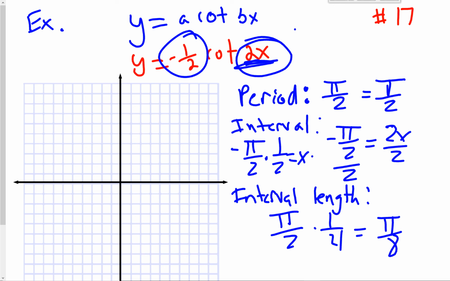So x is equal to negative pi fourths. Ooh, that's a lot of writing there. X is equal to negative pi fourths. So there's my first x. Negative pi fourths. Here's my interval though.